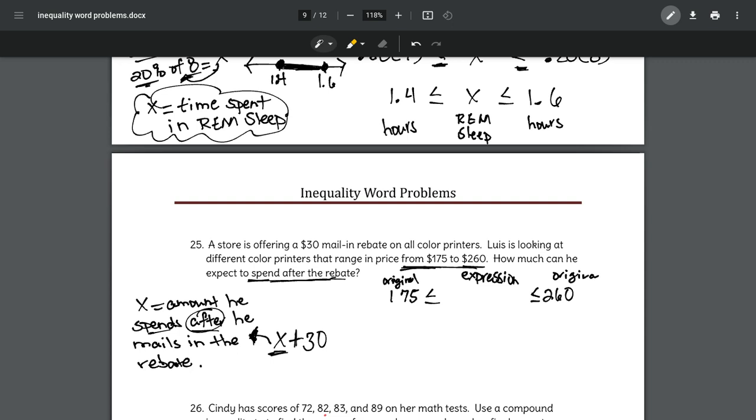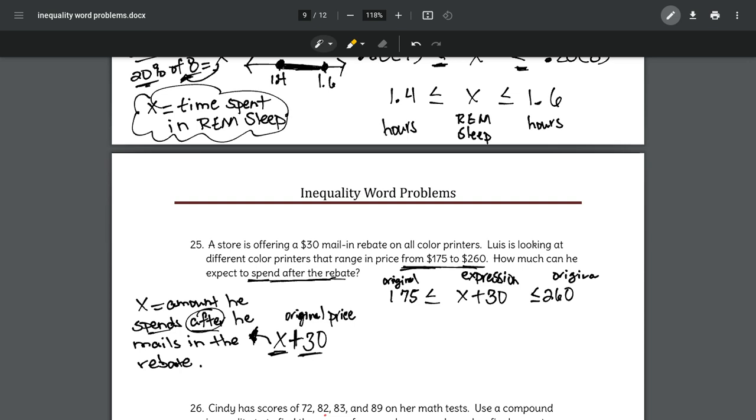So the expression that represents the original price is what he spent after the rebate plus the 30. This represents the original price, guys. So the original price is represented by X plus 30. So your original price could have been anywhere from $175 to $260.